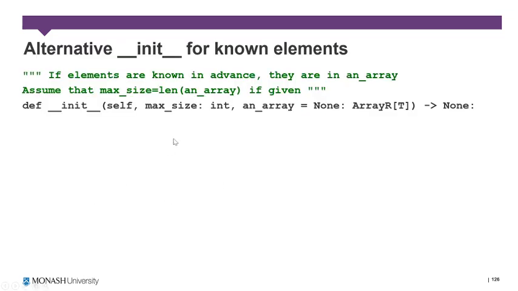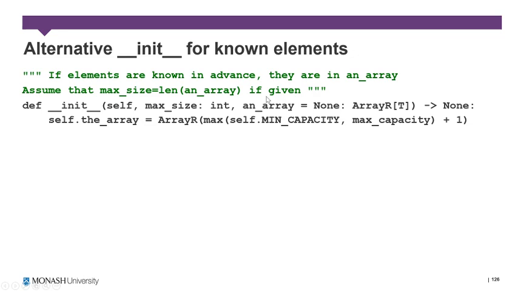So let's look at an alternative init for known elements. If elements are known in advance, they're in the array, and we assume that max length equals the length of the array if given.